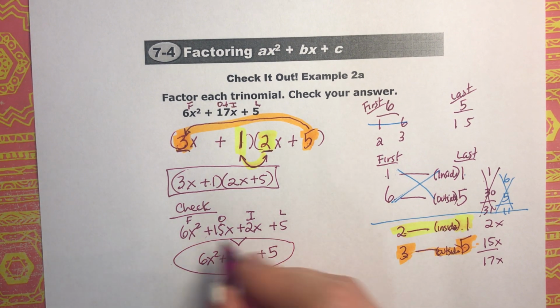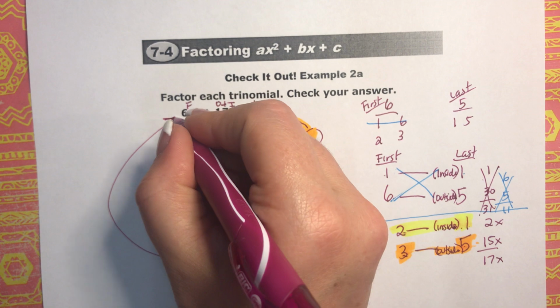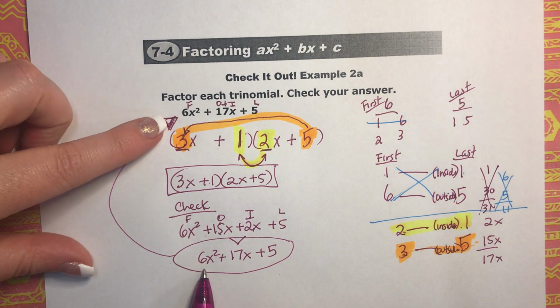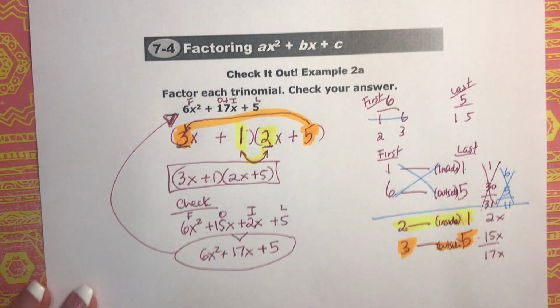And let's see if we got it right. 6x squared plus 17x plus 5. Boom, we got it. Woohoo!